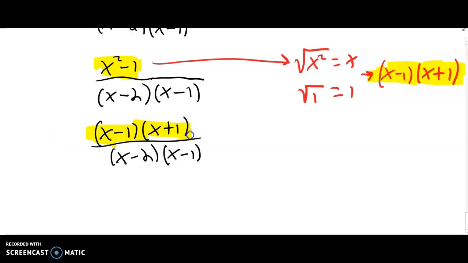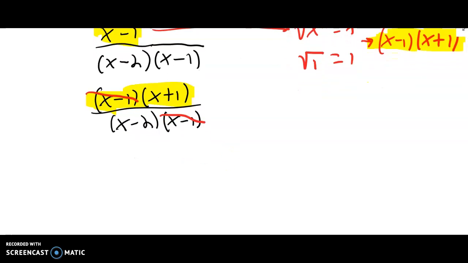Okay, now we can see that these x minus 1s will actually cancel. And we are left with x plus 1 over x minus 2 for our final answer.